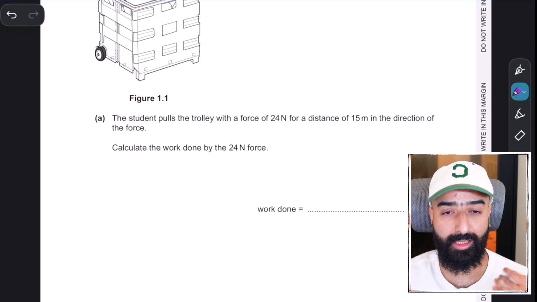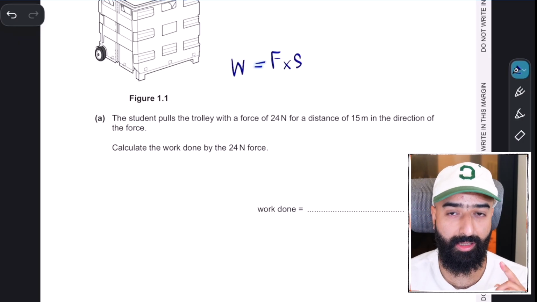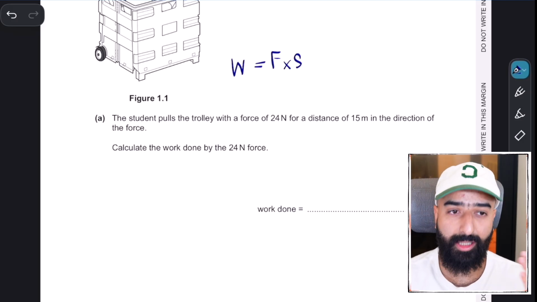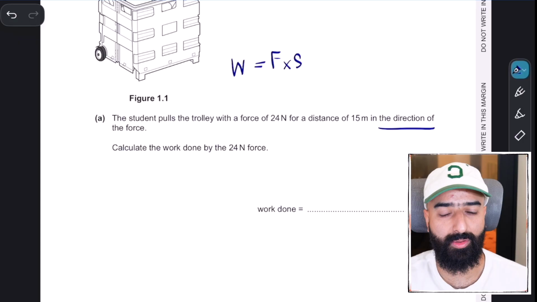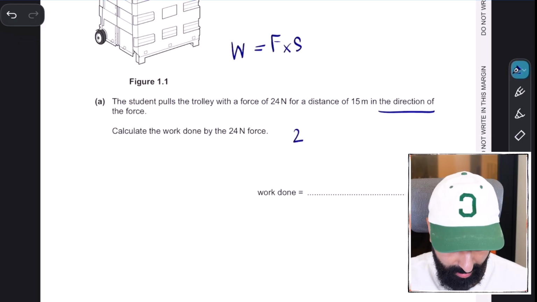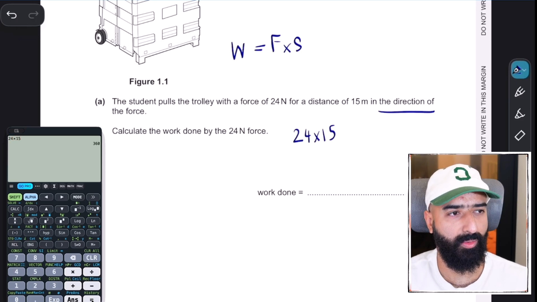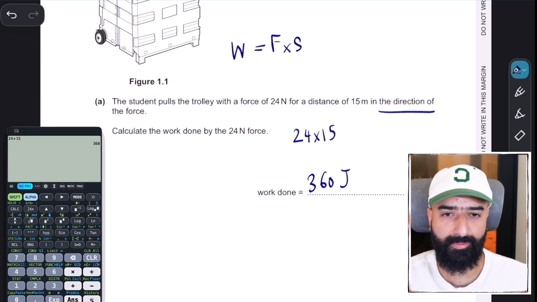Now, what is the equation for work? Work is force times the distance traveled, right? If force and distance are in the same direction, you just multiply them. If they were opposite, you had to place a negative sign, but the question says in the direction of force. So all we have to do is multiply 24 with 15, which is 360, and the unit is 360 joules. Make sense? Okay, let's move on.